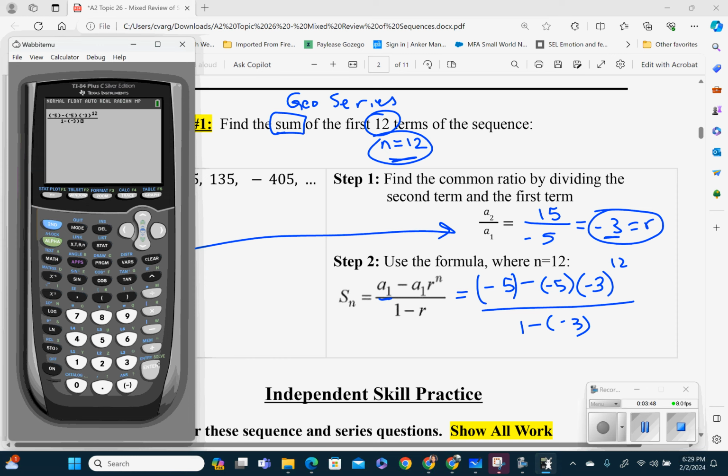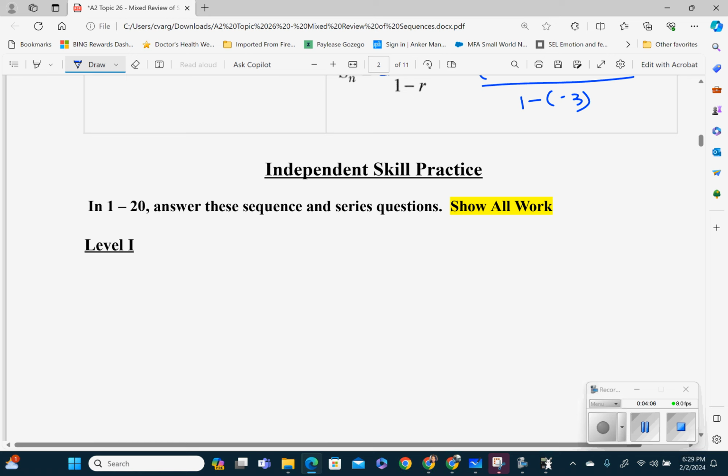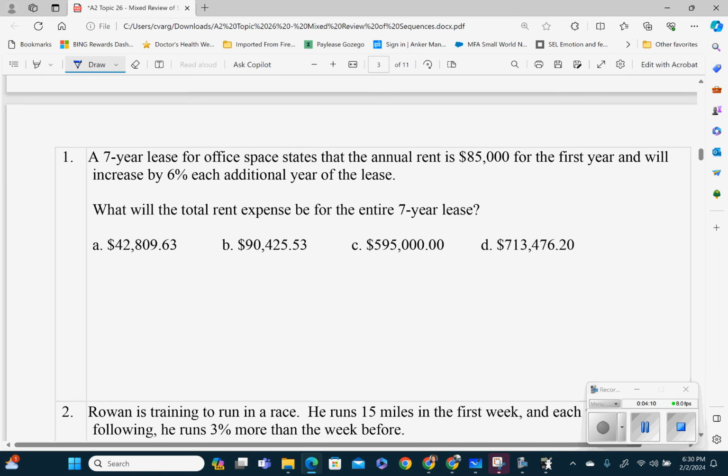We look back at our formula one last time, make sure everything's plugged in correctly, and you get 664,300. So our answer for this is 664,300. So that is model problem number 1. So I'm going to ask you, if you can, to go through and do some problems here.